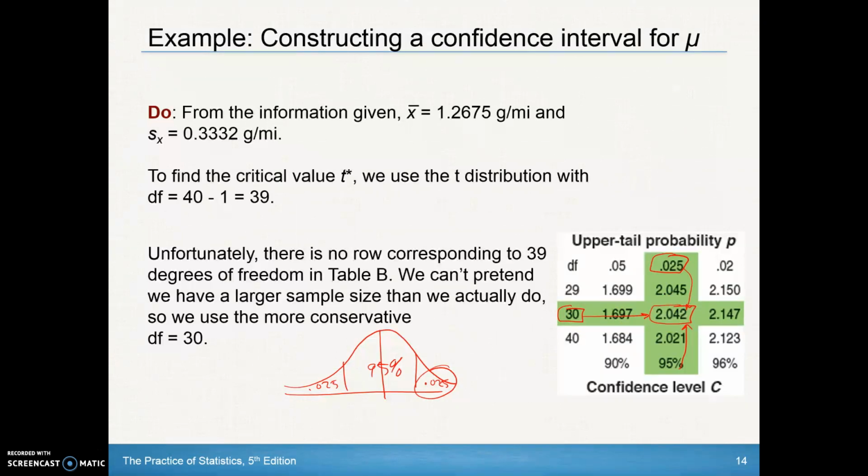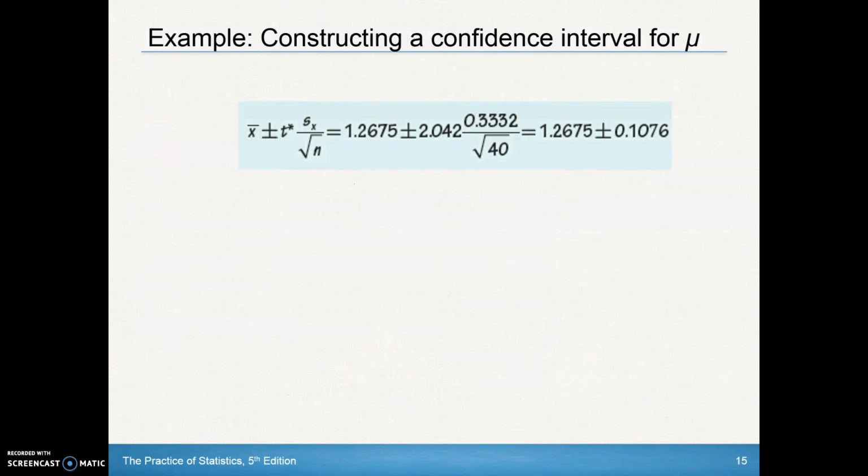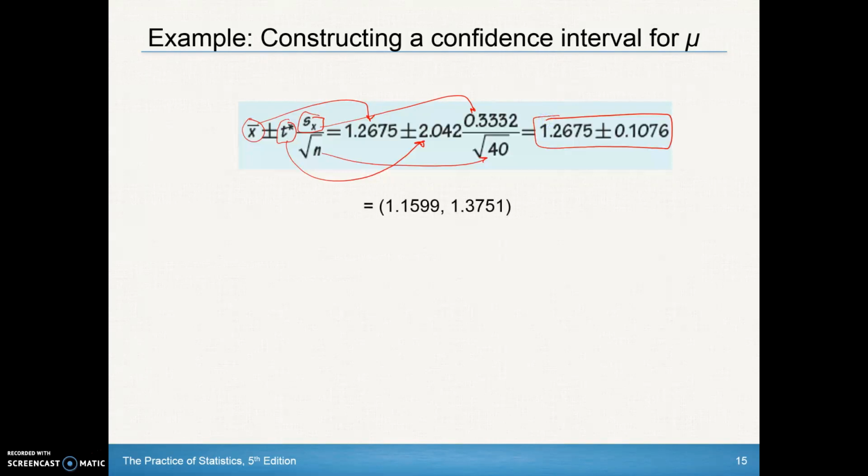star, 2.042. So then it's a matter of just sticking this back into the formula here. So our x bar here was 1.2675. Our t star using table B was the 2.042. Our standard deviation is the 0.3332, and our sample size was 40, so we've got the square root of 40. Doing all the math, there should be our confidence interval, a 95% confidence interval.